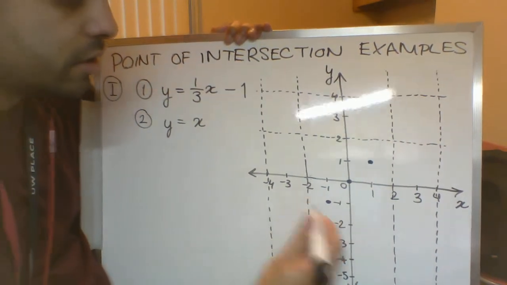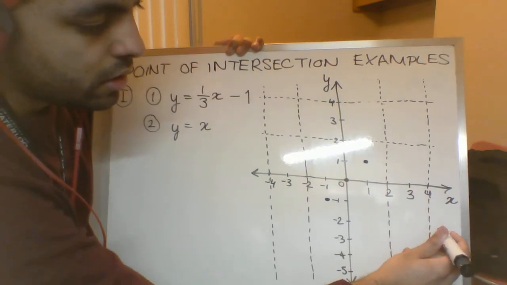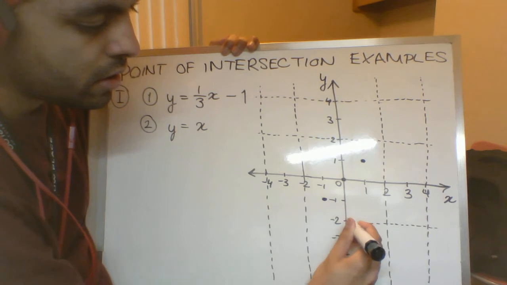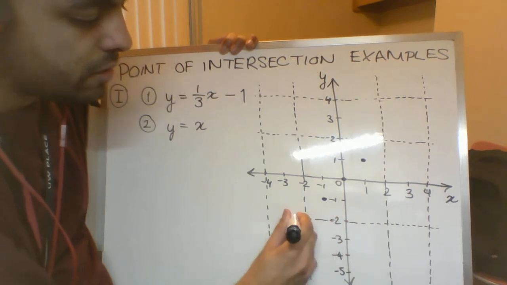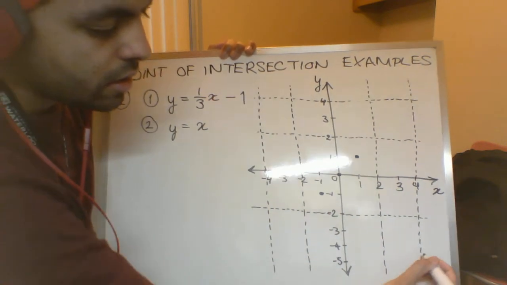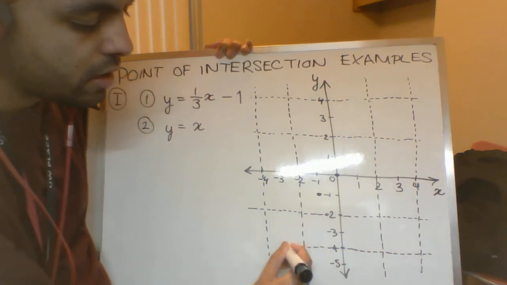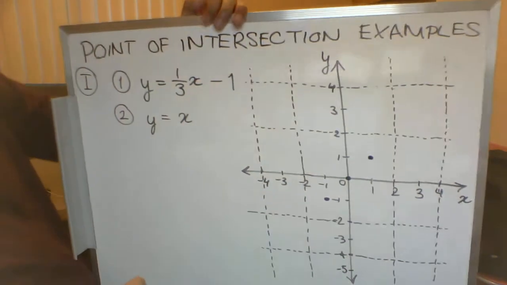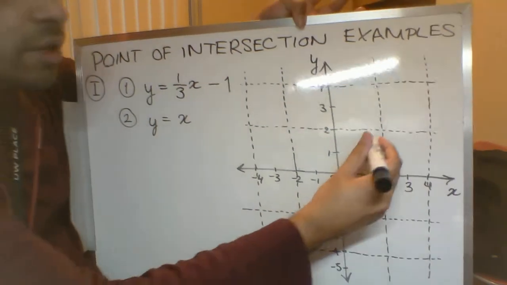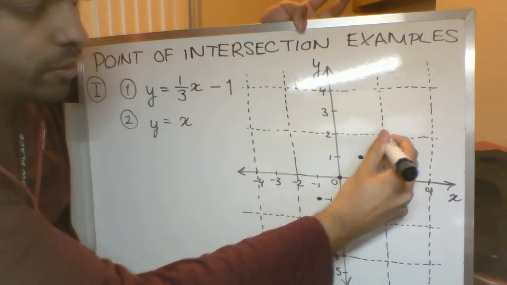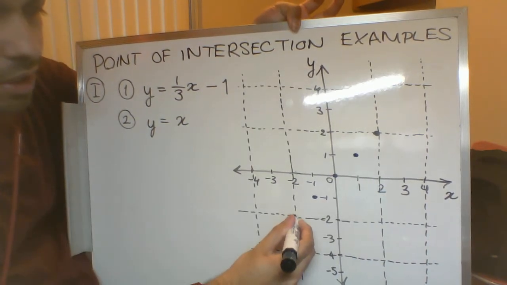Yeah, it looks decent enough to me. And one more down here. All right, brilliant. So now we can use that to help us plot our points. So we get another one up over there, another one down over here.